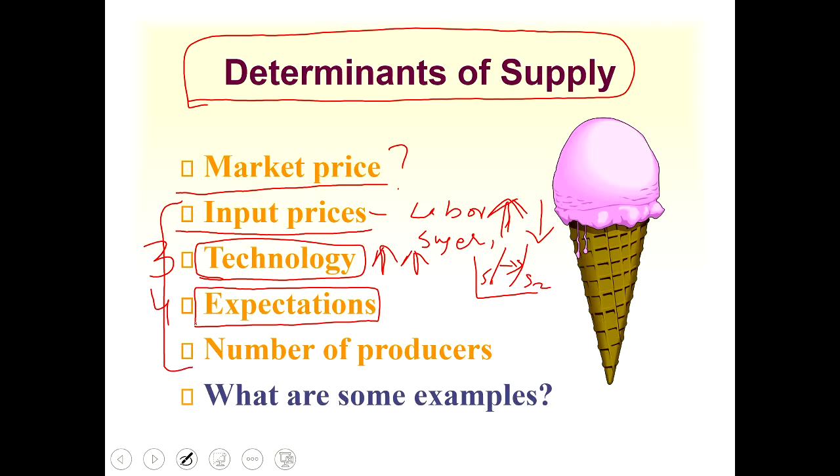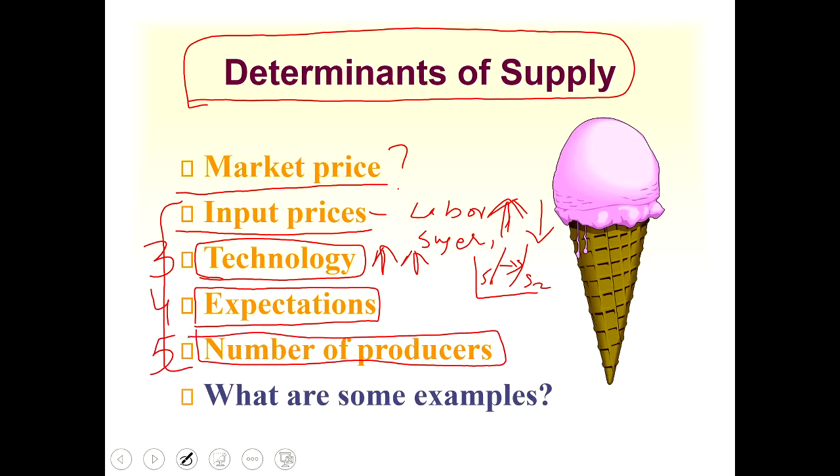So the expectations also mean that if the expectations are good, then they will supply less today and more in the future. But if their expectations of price level are low in the future, they will supply more today and less tomorrow. And finally, we have the number of producers.